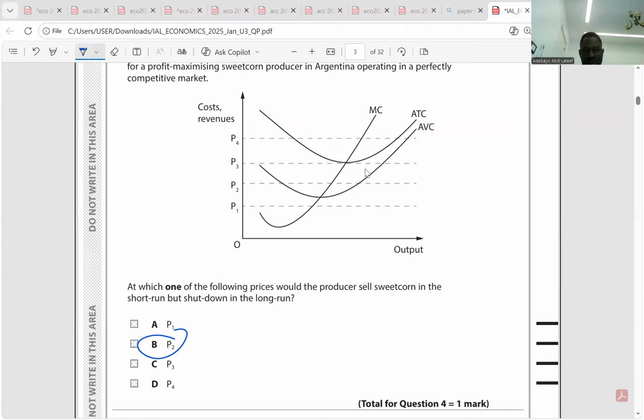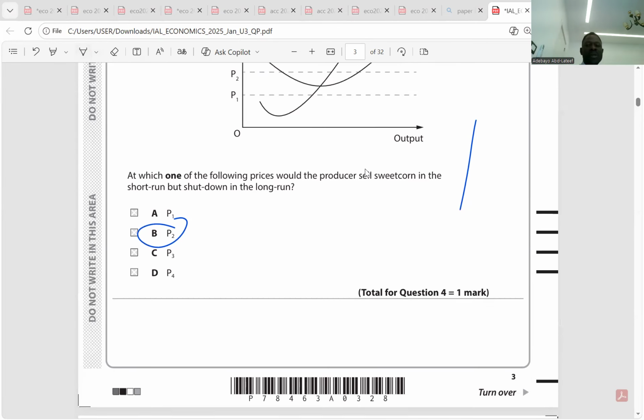At P3, the firm is able to sell at AR equals ATC, so that's normal profit. There's nothing like shutting down there. At P4, the firm is able to sell above its average total cost. It would make supernormal profit only. So the answer for question 4 is B.